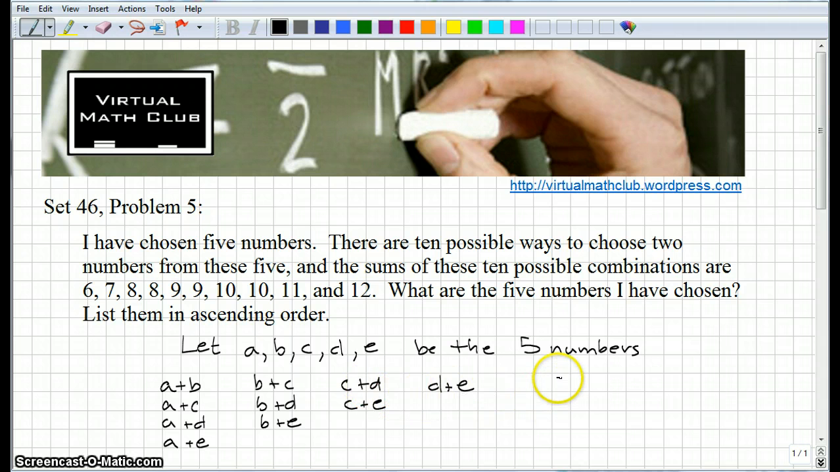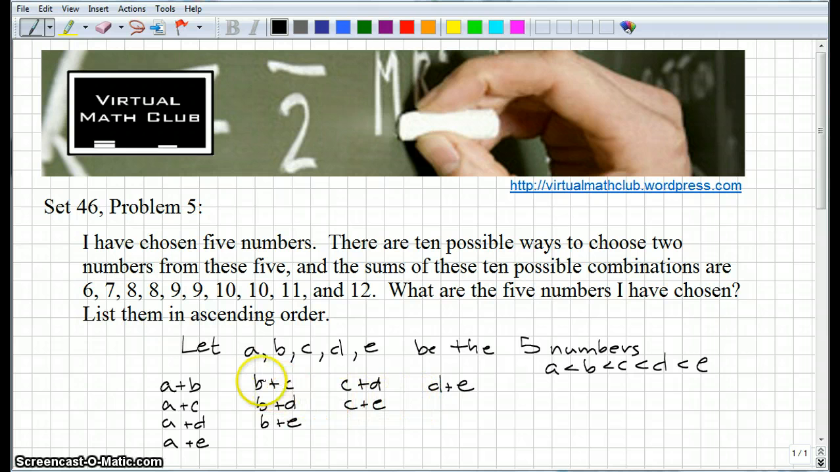But there's another thing I'm going to assume, at least to start off with. I don't know that this is true, but I'm going to assume, first of all, that all these numbers are different and that A is less than B is less than C is less than D is less than E. I'm just going to make that assumption at first and see where that gets me. And if I can't find a solution, then I might revise my assumption. It says list them in ascending order, so I'm going to assume this order, that A is the smallest, E is the biggest.